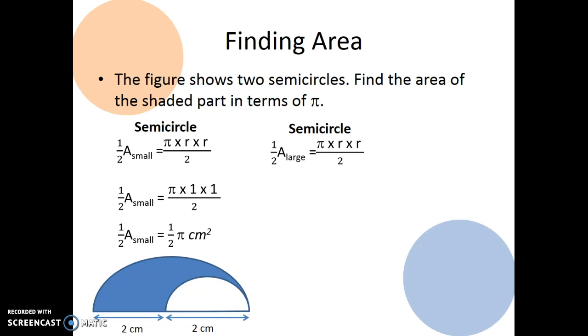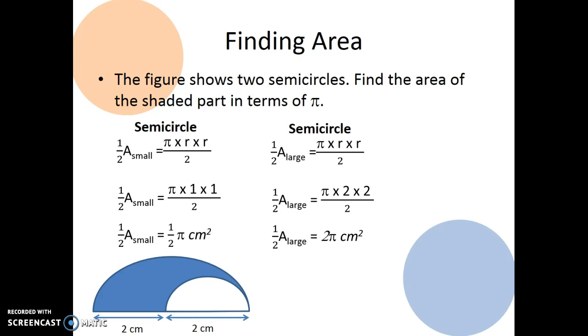Now we'll do the large semicircle. So we have pi times radius squared divided by 2. And the radius of my large semicircle, of course, is going to be 2, right? Because you've got 2 here and 2 here. So that's my radius. So I can cross cancel right here. Cross cancel out 2, make it 1, make that guy a 1. And I'm left with the area of my large semicircle is 2 pi.